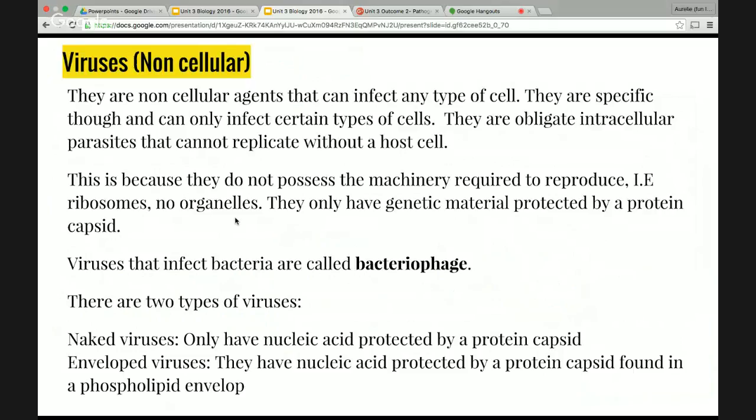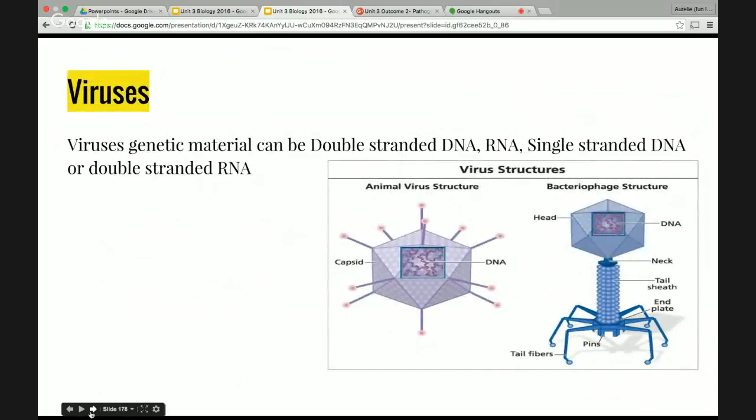There are two common types of viruses. You've got your naked virus that only has its nucleic acid, so its genetic material, protected by a protein capsid. And you have an enveloped virus. They have their nucleic acid protected by the protein capsid, but they are found in a phospholipid envelope. Okay? So with those viruses, the genetic material can be either double-stranded DNA, it can be RNA, it can be single-stranded DNA, or double-stranded RNA.